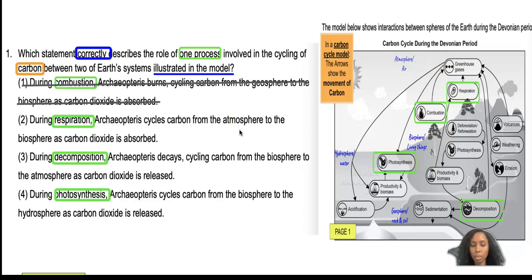Next, I'm going to cross out answer choice number 2, because it says that carbon during respiration, so I'm going to look where it says respiration, starts at the atmosphere. And this is not true. Here we see clearly that it's going to start, based on this arrow, from the tree, which is the biosphere, to the air, the atmosphere. So I'm crossing that out.